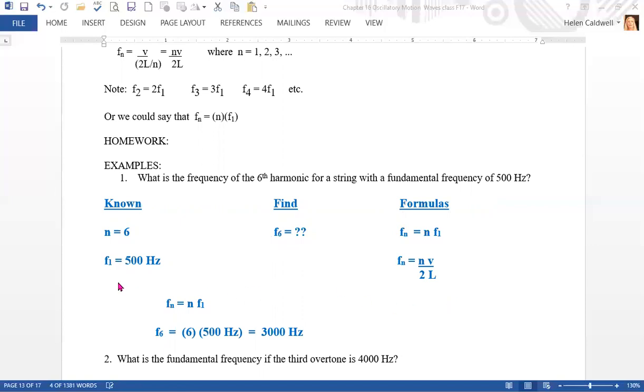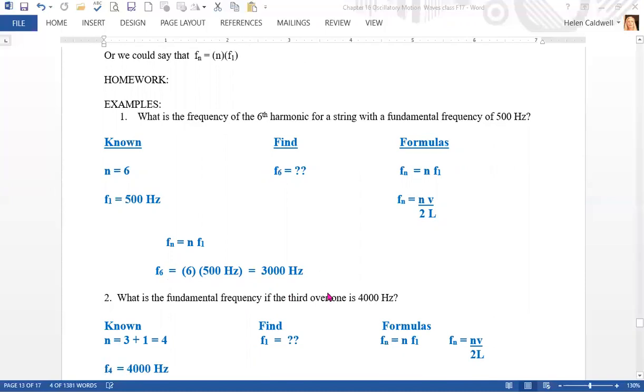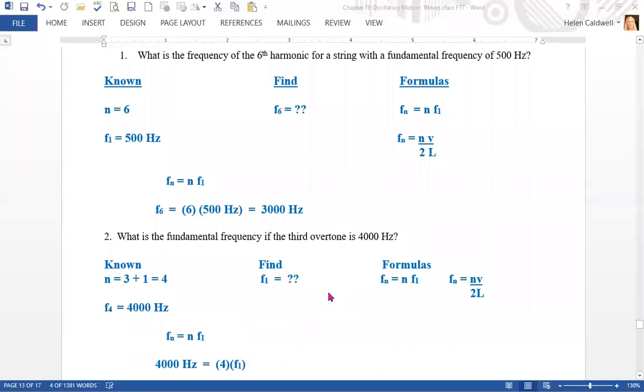So we don't have any L's or V's. We can't use the second equation, but we can use the first one. So Fn is N times F1. We are looking for F6. So F6 is going to be 6 times F1. So 6 times 500, which gives us 3,000 hertz. Frequency is measured in hertz. Let's do another example.